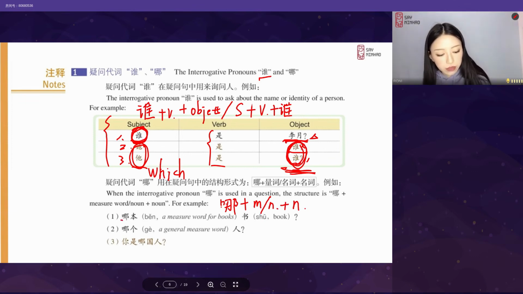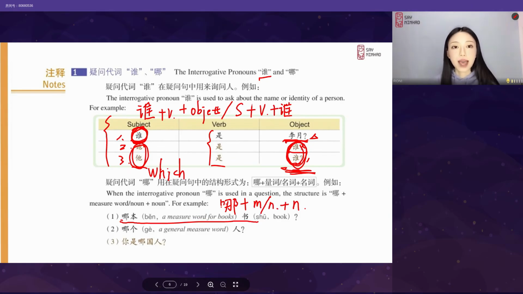First example is 哪本书? 哪 here means which. 本 means a measure word. It is a measure word for books or things that look like books. Okay, 哪本书? 书 means book. 本 is a third tone word, and 书 means book. So we can see first here is 哪 and then a measure word and then a noun here. 哪本书, which book.